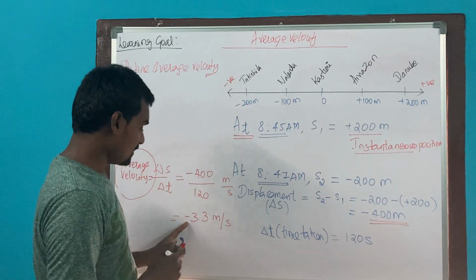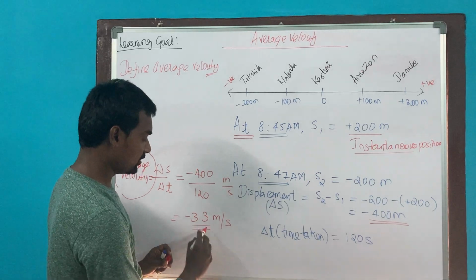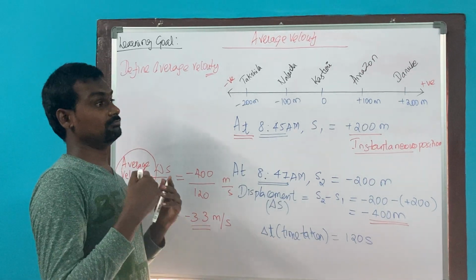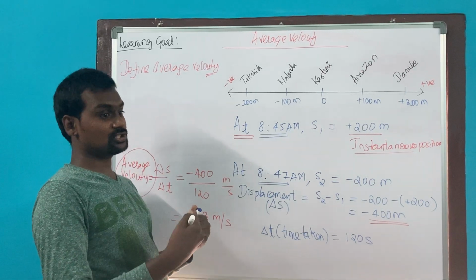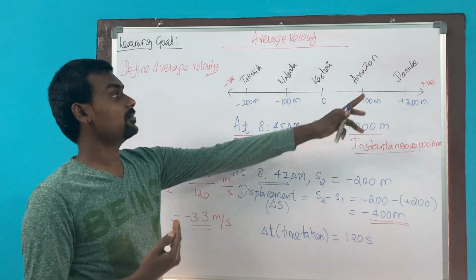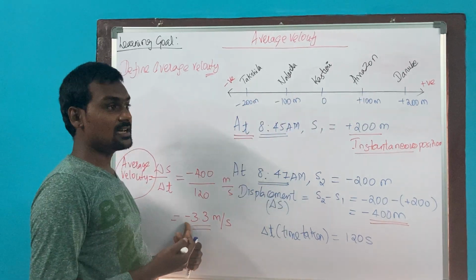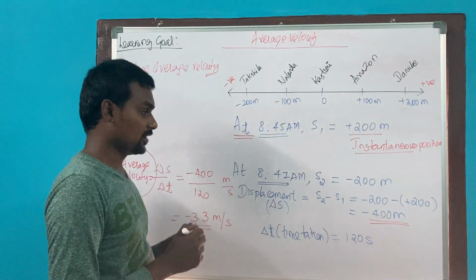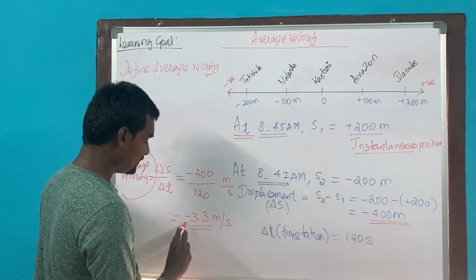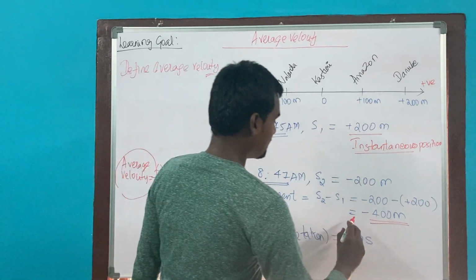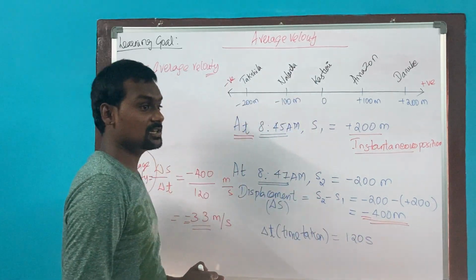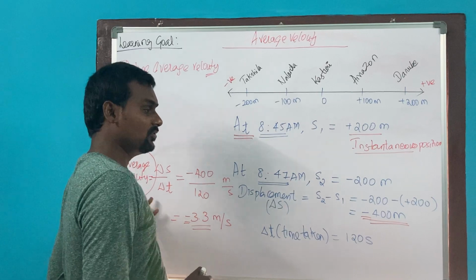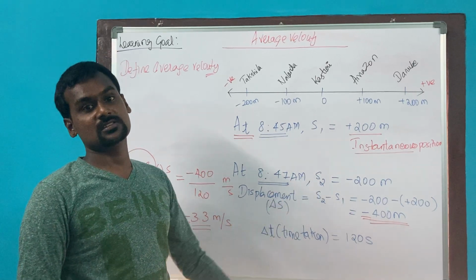As you can see, this magnitude 3.3 is talking of the speed with which she is moving from Danube to Takshila, while the negative side is talking of the direction in which she is moving. Please look at the fact that the negative sign of velocity and the negative sign of displacement are one and the same, which means the direction of velocity and displacement will always be same.